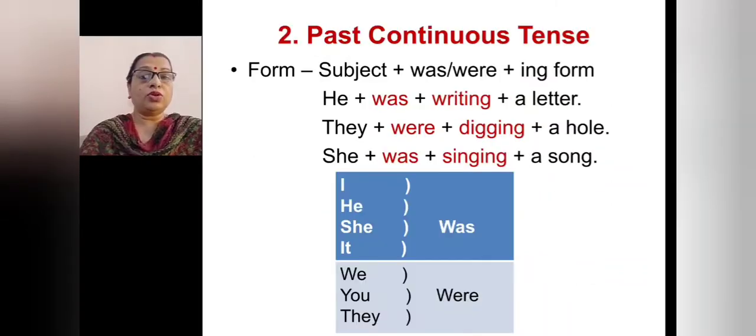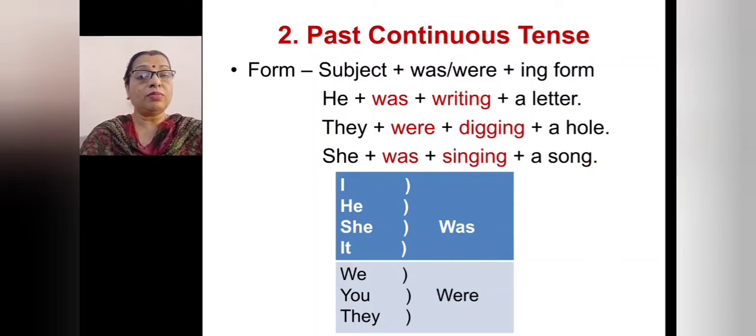Now let us move on to past continuous tense. What is the form? Subject plus was or were plus ing form. He was writing a letter. They were digging a hole. She was singing a song. So, subject and then you have the auxiliary verbs was or were according to the subject and then ing form and then the rest part of the sentence.